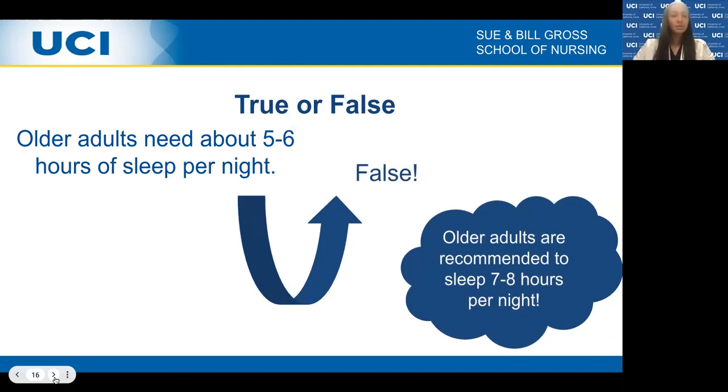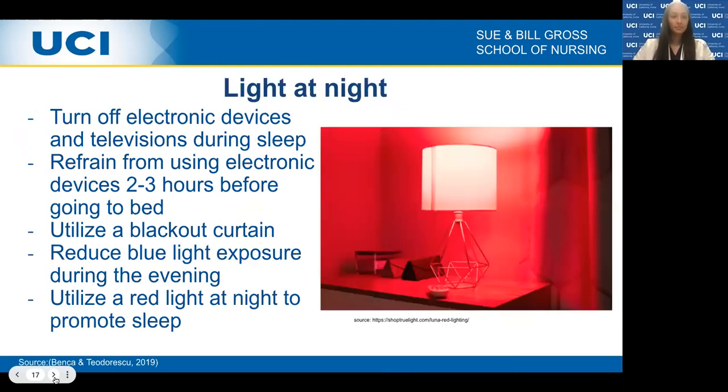This is false. Older adults are recommended to sleep 7 to 8 hours per night, not 5 to 6. Light at night. Limiting your exposure to electronic devices at least 2 to 3 hours before you sleep will improve your quality of sleep. This is included with blue light exposure during the evening. Using blackout curtains and utilizing a red light at night will help promote sleep throughout your nighttime.